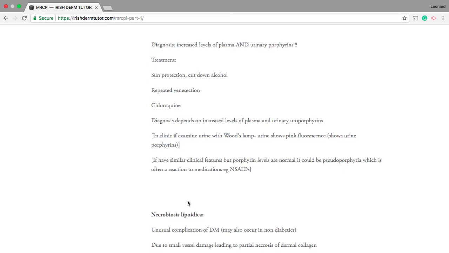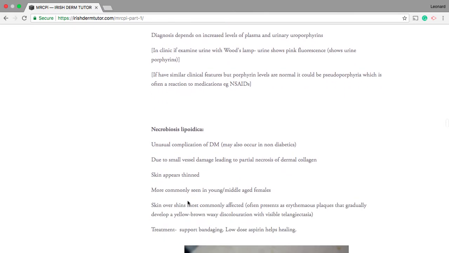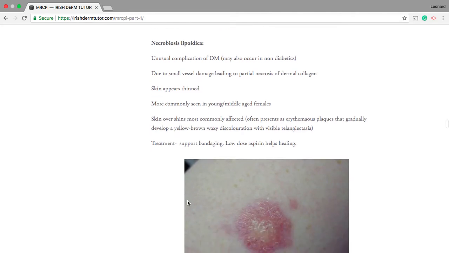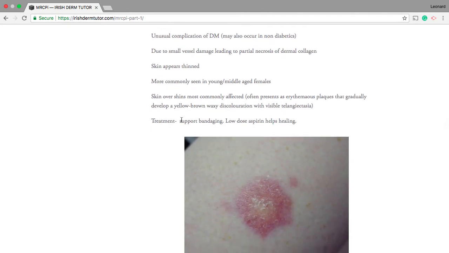Necrobiosis lipoidica is a rash that is often associated with diabetes mellitus, however, it can also occur in non-diabetics. That's due to small vessel damage, which leads to partial necrosis of dermal collagen. It is more commonly seen in young and middle-aged females, and when you look at the rash, the skin appears thinned.